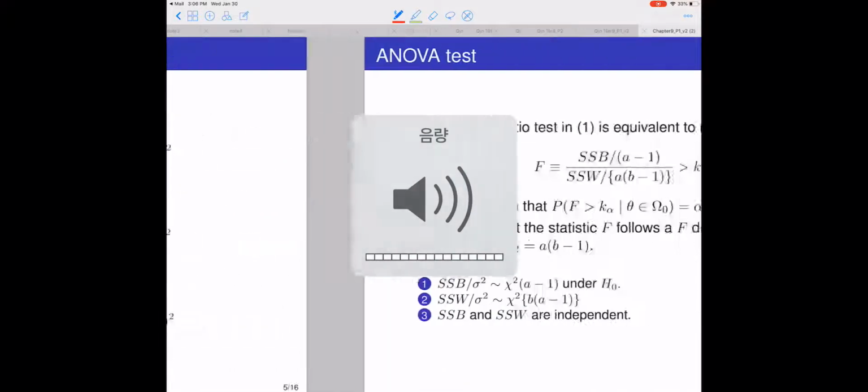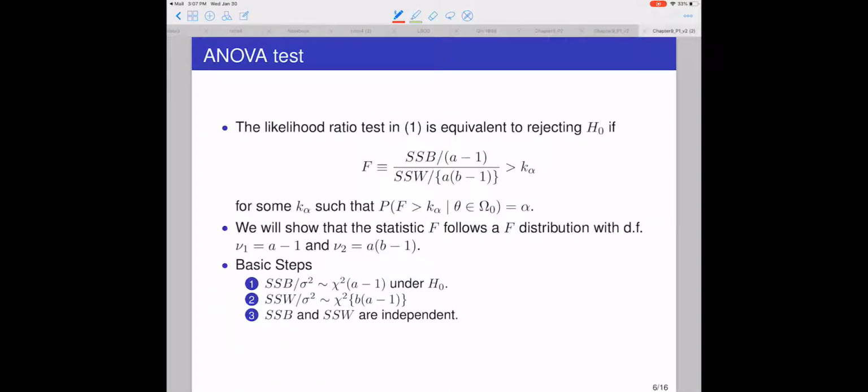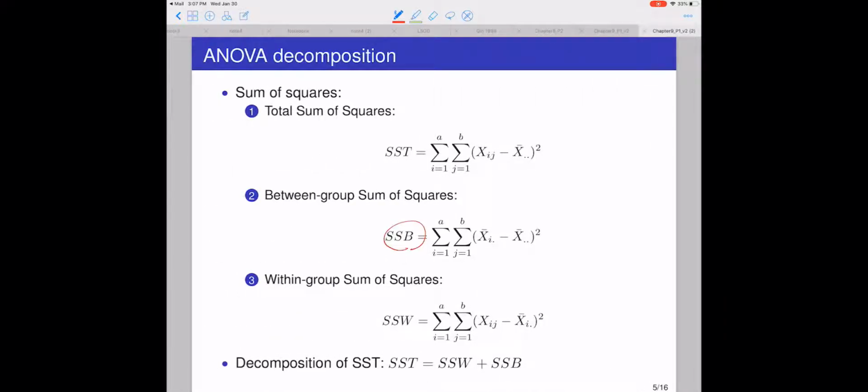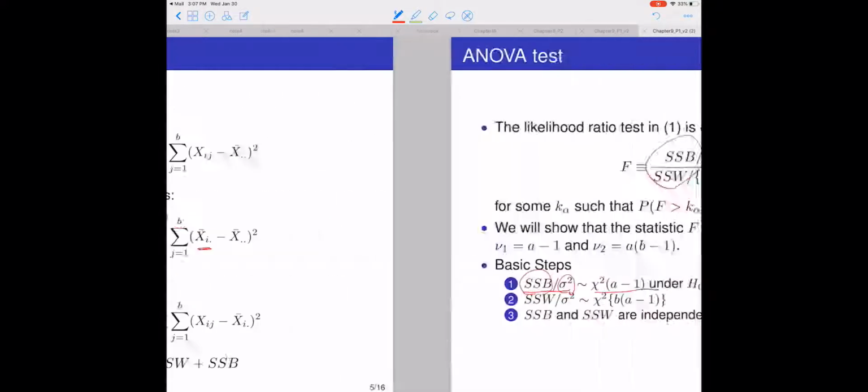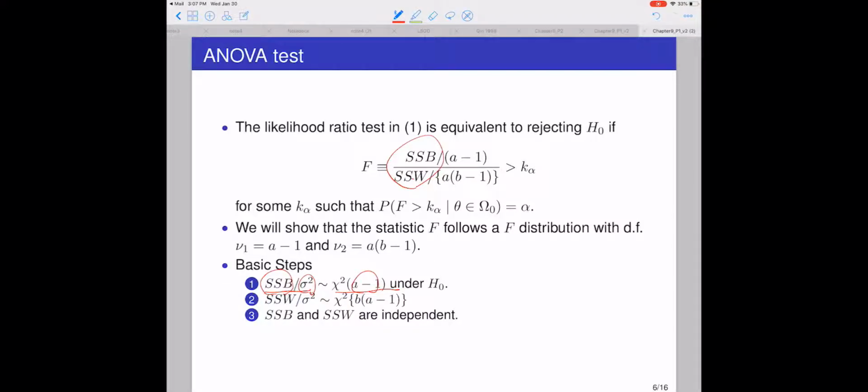Another test. So the numerator. We want to find the limiting sampling distribution of this ratio, and to compute this, we need to prove three things. First, SSB divided by sigma square follows a chi-square distribution with a minus 1 degrees of freedom. SSB is the variation between groups, right? And we have A groups, so that is a minus 1 degree of freedom.